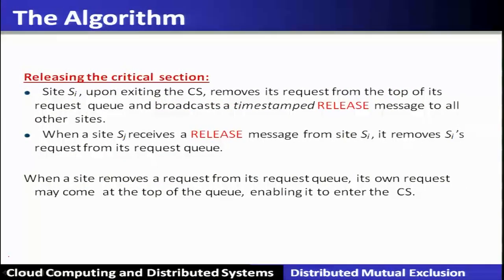The third step is called releasing the critical section. A site Si upon exiting the critical section removes its request from the top of its request queue and broadcasts a timestamped release message to all other sites. When a site Sj receives a release message from site Si, it removes Si's request from its request queue. When a site removes a request from its request queue, its own request may come at the top of the queue, enabling it to enter the critical section. Meaning the release message changes the queue: the site which has already exited is removed from the request queues of all other sites, including itself, allowing the next waiting process to enter the critical section.